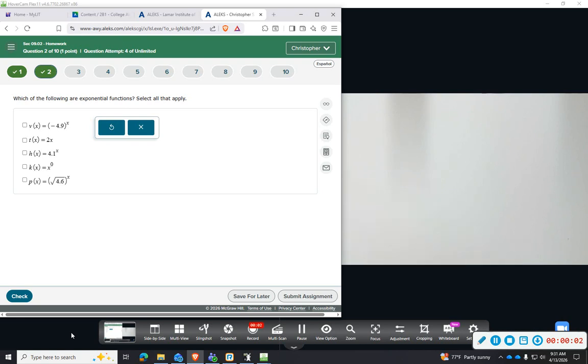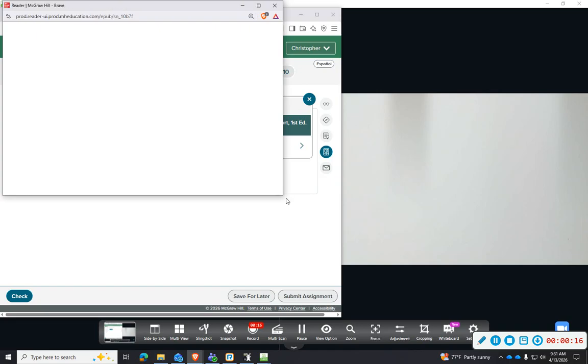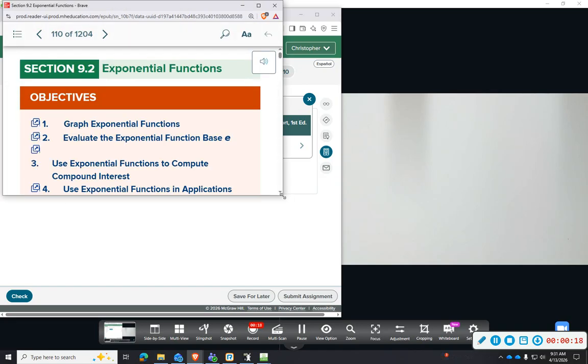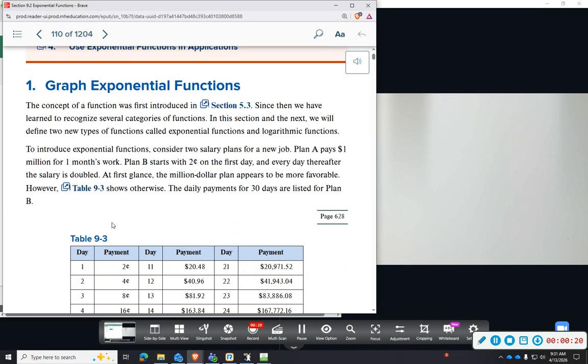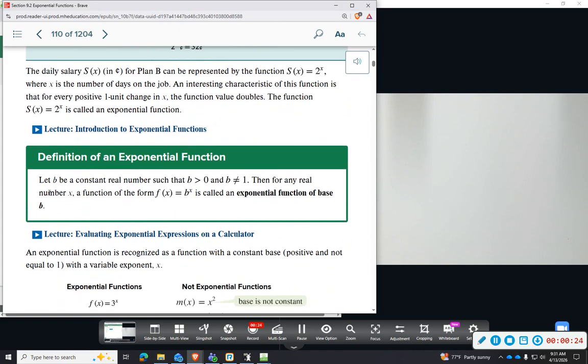All right, number 2, we want to identify which of the following are exponential functions. Let me show you the definition in the textbook. If you go through the textbook, you'll get to see a lot of details and concepts. I'm mainly going over how to solve the problems and giving you examples in these videos, but here's the definition.